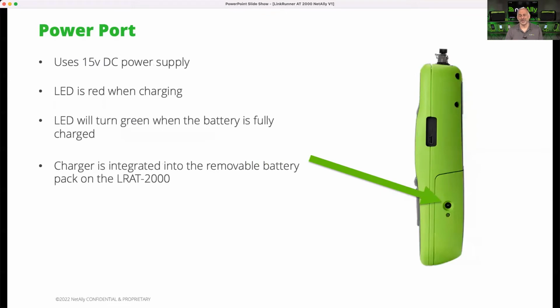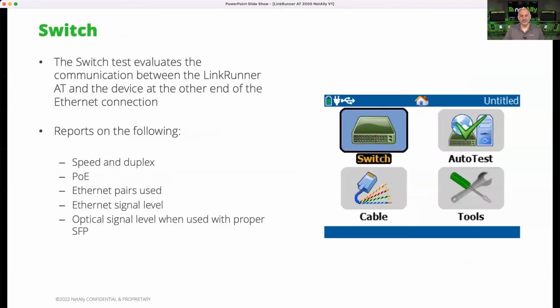There's a power port. Now your LinkRunner AT2000 came with a 15-volt power supply. When we connect that up to the battery pack there that's got the integrated charger, the light is going to be red when it's charging and green when it's fully charged. So if you have the LinkRunner AT2000, this has the charger integrated right into that lithium-ion battery pack.